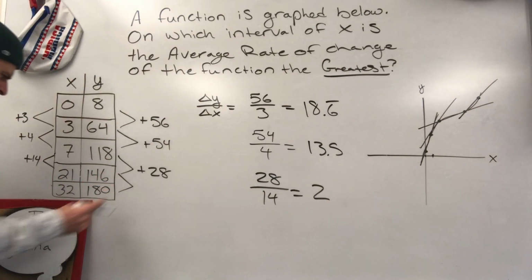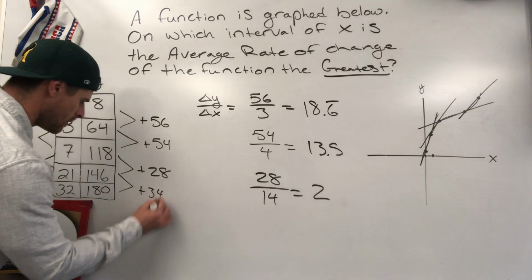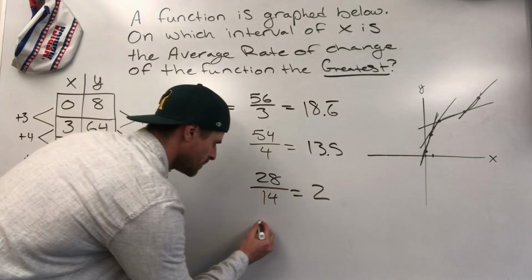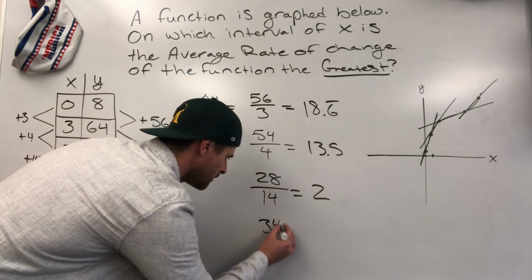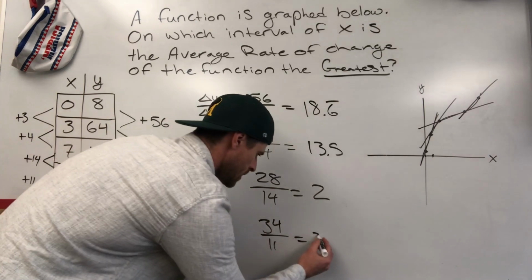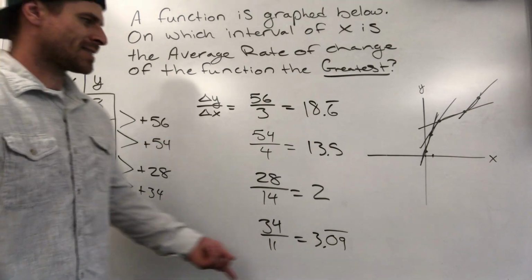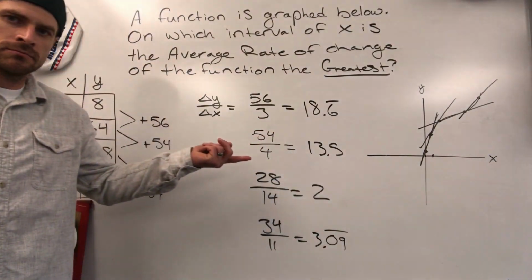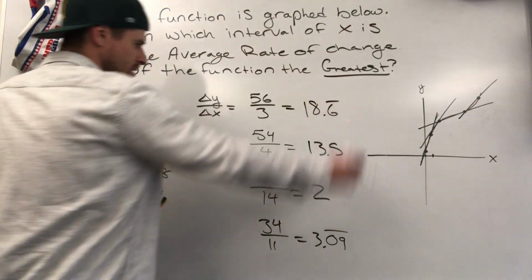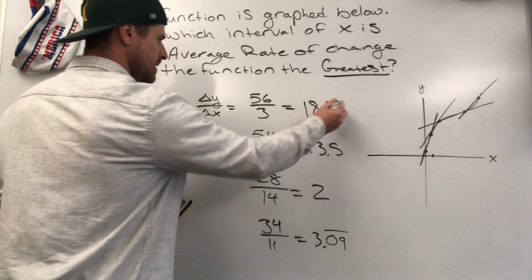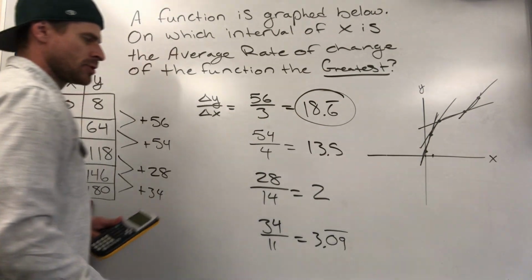And then last but not least, you're left with 34, 21 to 32, that's going to be plus 11. 34 over 11 should be a little bit bigger than 2. 34 over 11 equals 3.09 repeating. So if you were asked to put them in order, you could put them in order. In this case, we're being asked the greatest. So 2, 3, 13, 18, boom. There's your answer. So how do you give your answer?